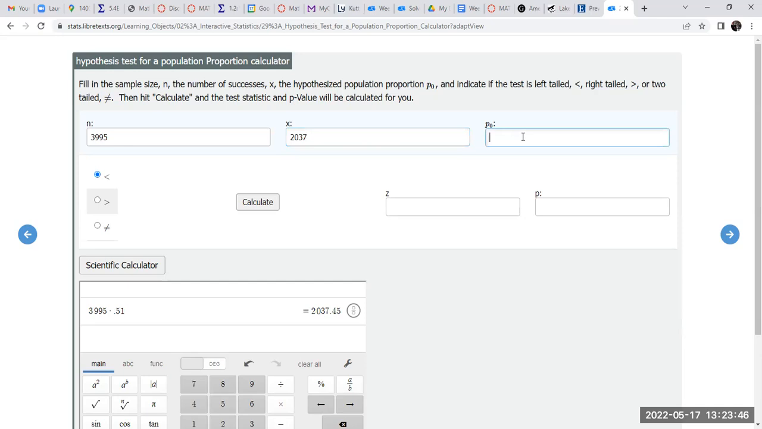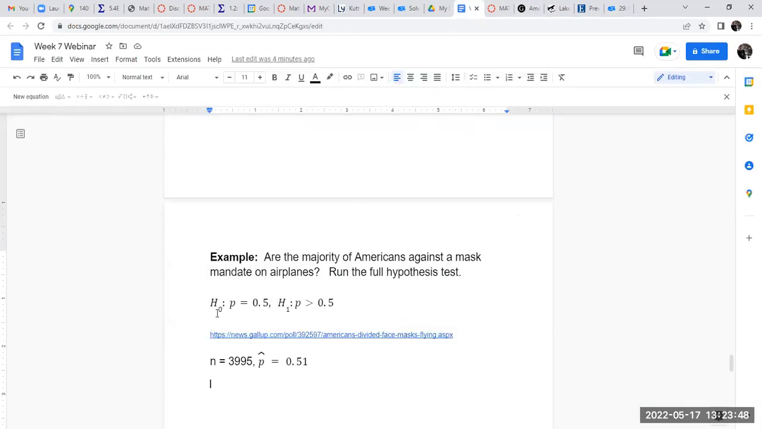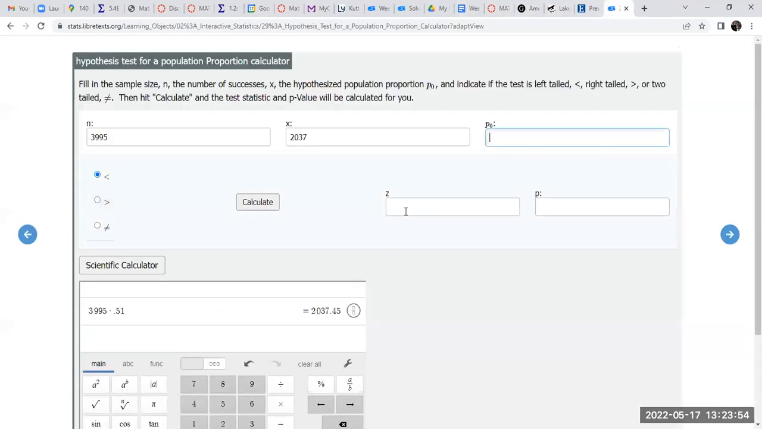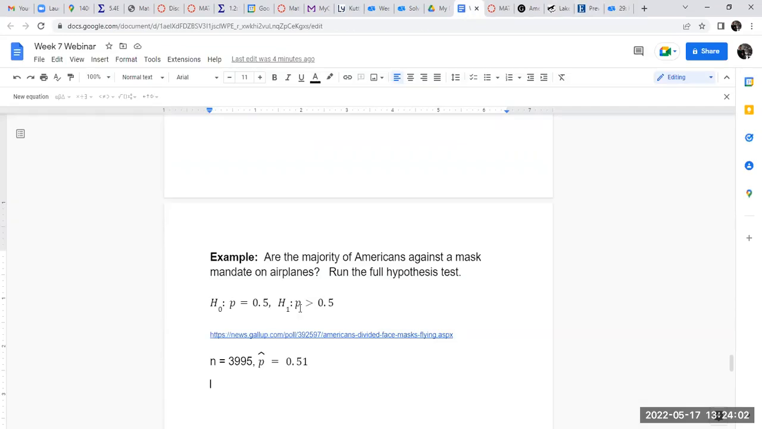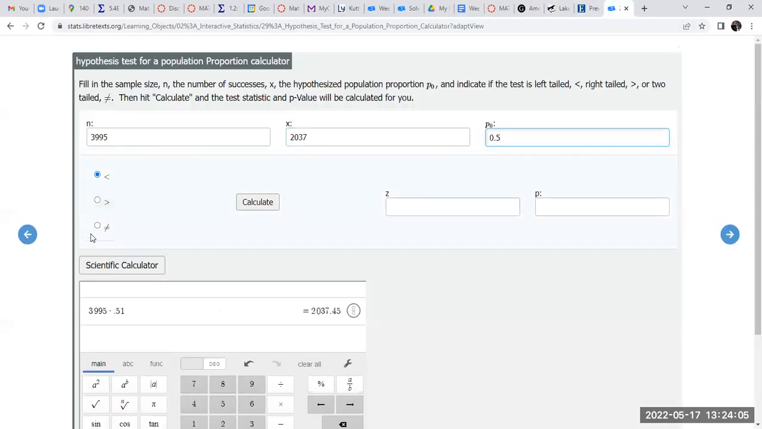Our p naught, that was the H naught, p equals 0.5. So there's our p naught, 0.5. We want to find out if p is greater than 0.5. So I click on the greater than sign. Any questions so far in the calculator? Calculate. What do you say? Take a look. What's the conclusion?